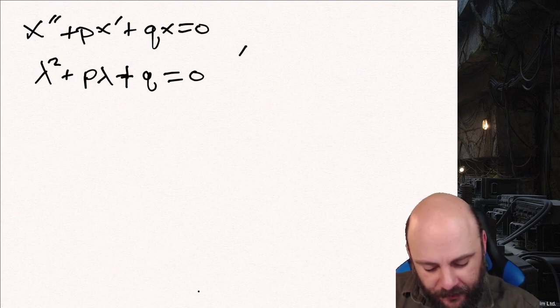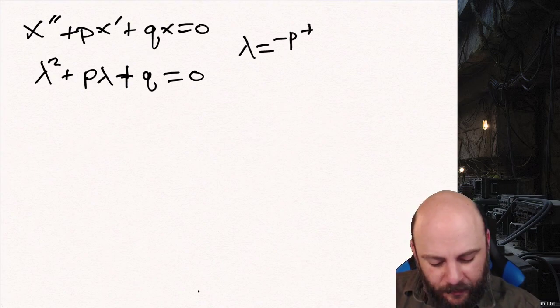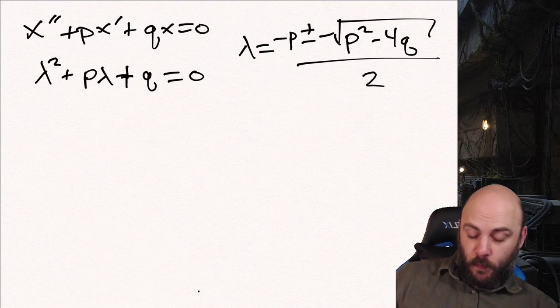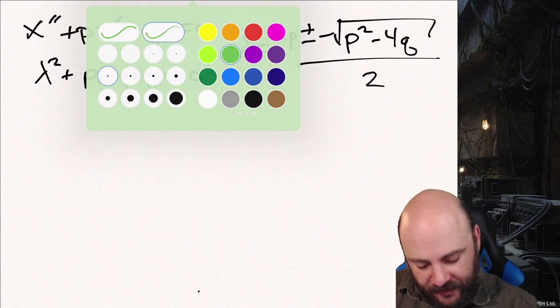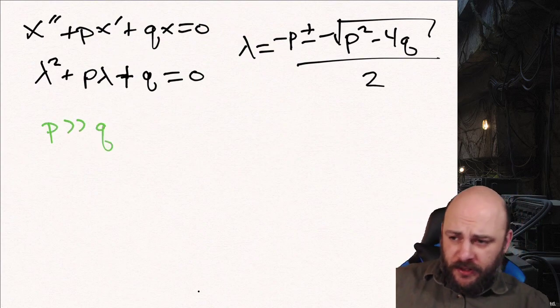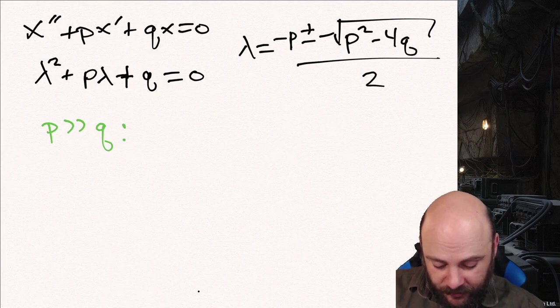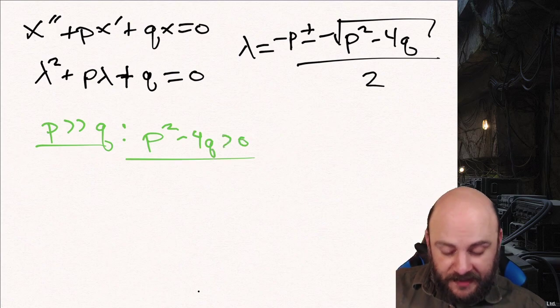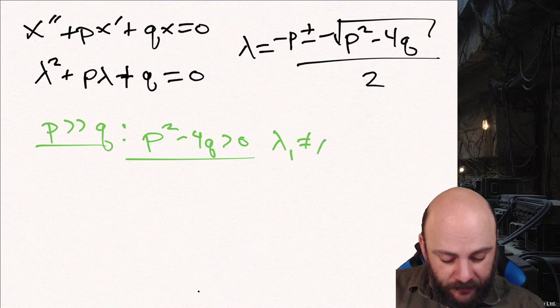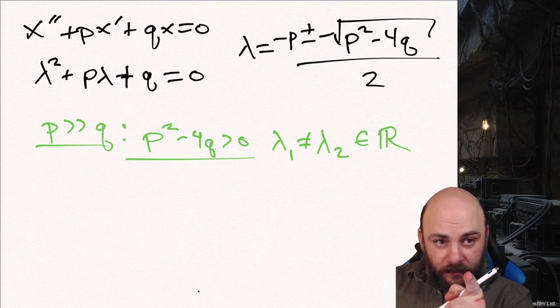All right, and so from here, lambda equals negative p plus or minus the square root of p squared minus 4q, all that business over 2. Now in the green case, p is much larger than q. And since p is much larger than q, you can actually come up with exactly how much larger it has to be. But then we know that p squared minus 4q is going to be positive. And when that is positive, we have lambda 1 does not equal lambda 2, and they are both real roots, which is exactly the case we did before.